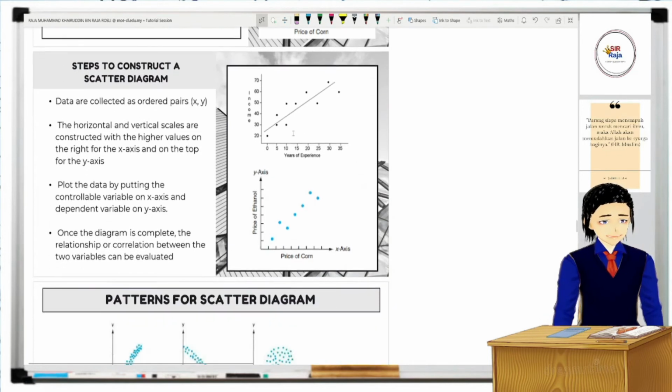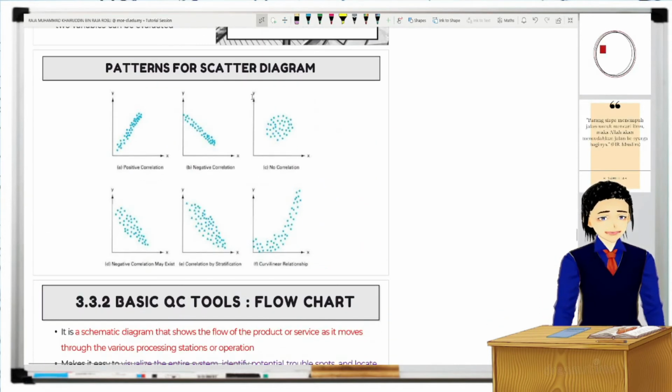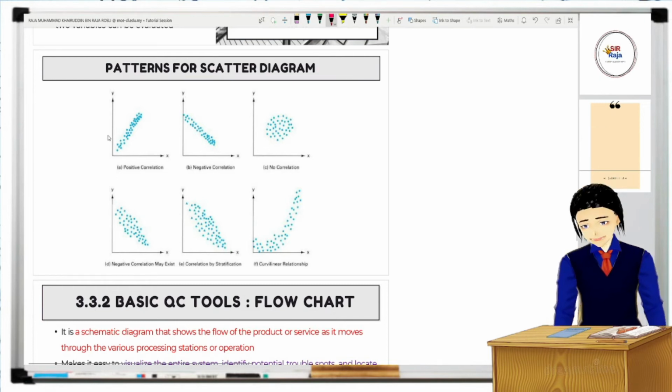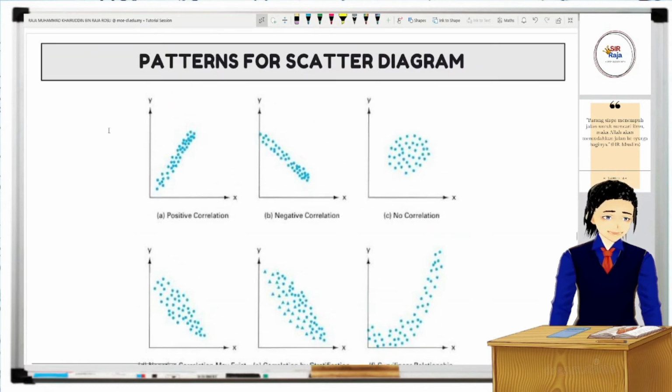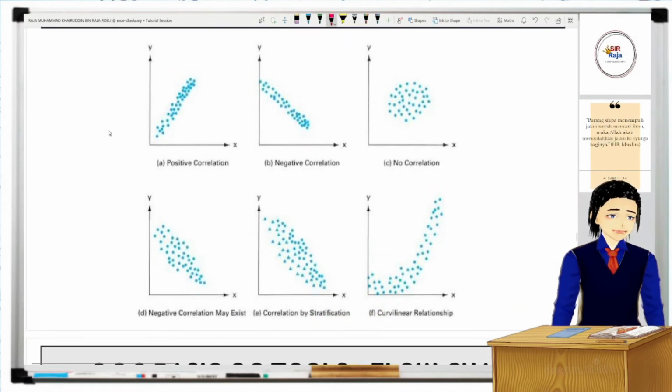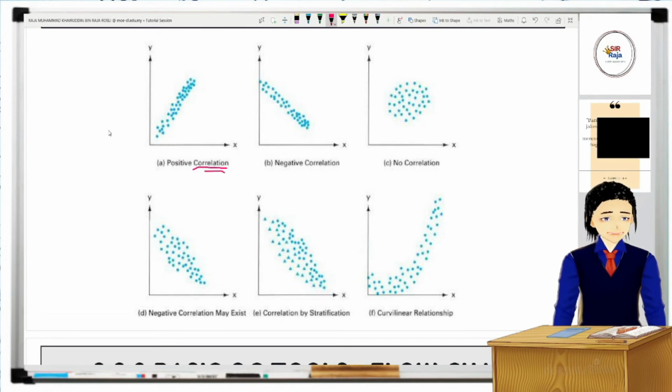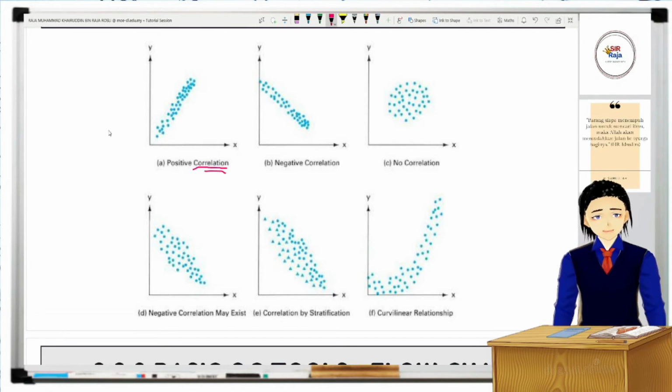The same goes here. This is some pattern that we can get. This pattern is positive correlation. So the keyword here actually is correlation. Correlation means, okay, co means dua-dua, two, relation, so dua-dua berkaitan. So apa berkaitan dia? So this is positive berkaitan, berkaitan yang positif.